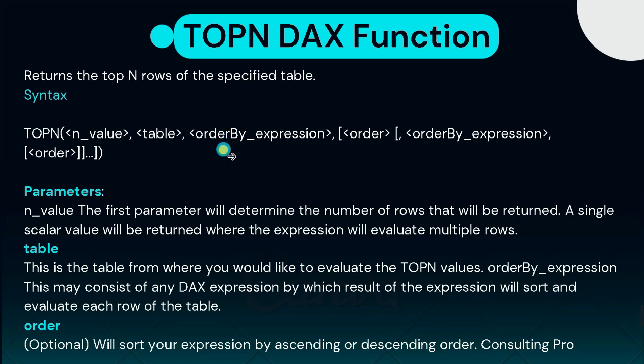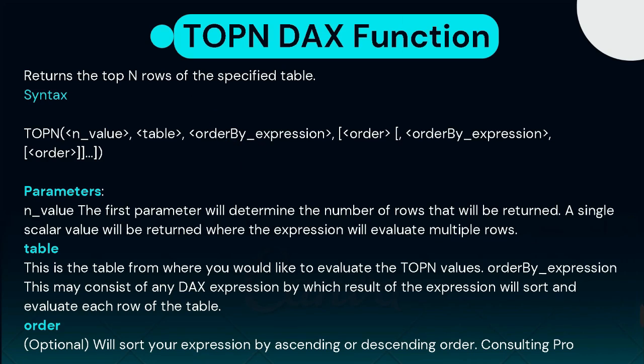Okay, and next is order by expression. Okay, so in which order you want to see the data. These are the three parameters that you have to pass in TOPN DAX functions. First is n value. It means the number of records you want to see. Okay, and from which table you want to see, you have to give the name of that particular table here. And third is the order by expression, in which order you want to see the data. Okay, so this is the use of TOPN DAX function.